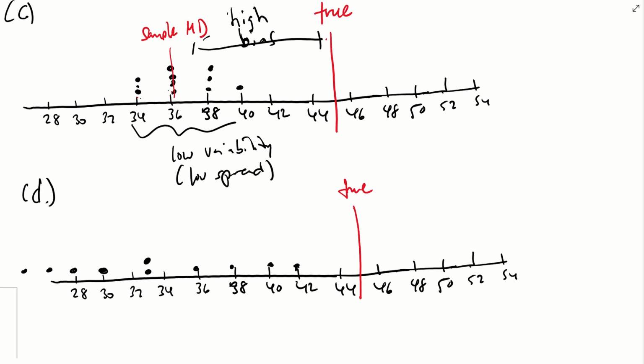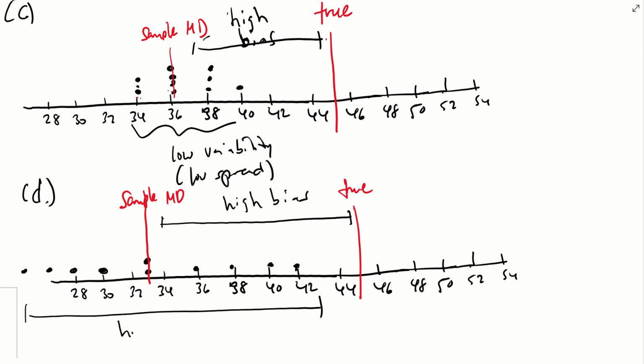All right. This is my sample median. It's right there because that's the halfway point of my graph, of my dot plot. 4 on either side, so that's the middle. That's the middle number. High bias, and high variability. Okay.